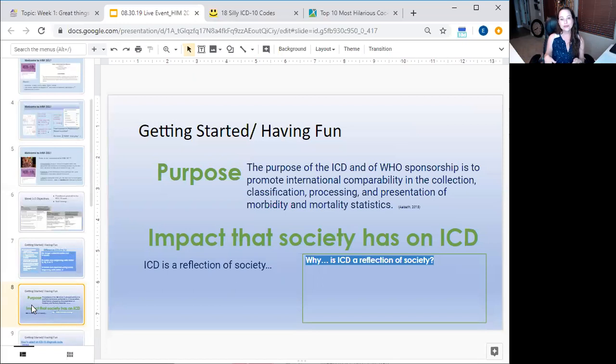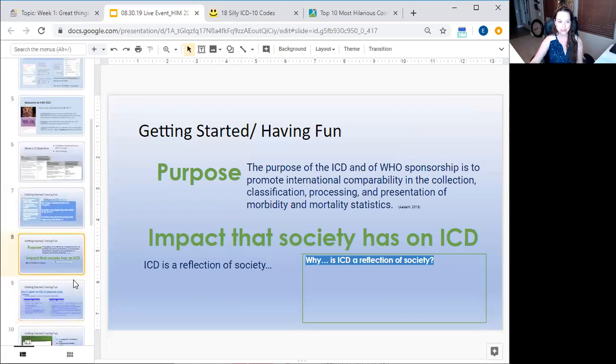So ICD is a reflection of society in the fact that we have an evolution of our diseases. We have an evolution of mechanisms to injure ourselves. Whatever those might be, you will see them manifested in ICD.